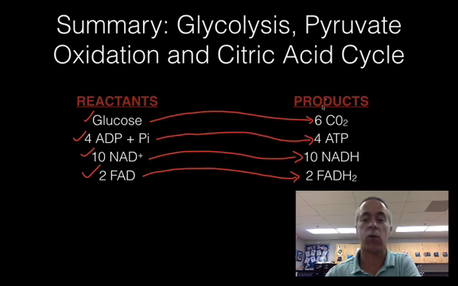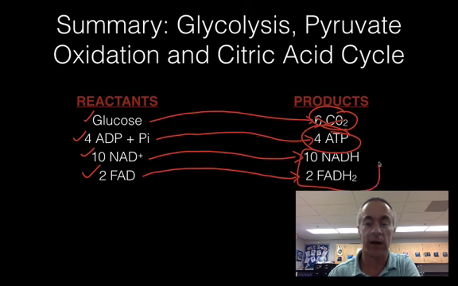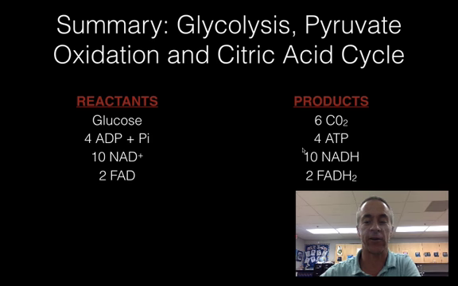What all of these are used for, we will talk about in our next video. The one I can tell you about, this is just simply a waste product. That's something we breathe out. ATP, we know what ATP is used for. It's used for energy in cells. But then what are these electron carriers going to be used for? That's going to be answered in our next video.